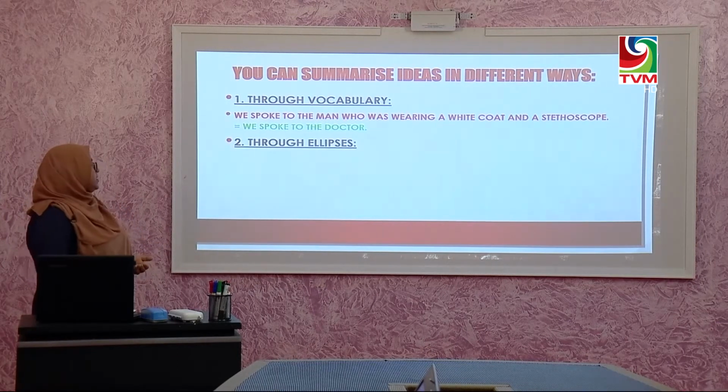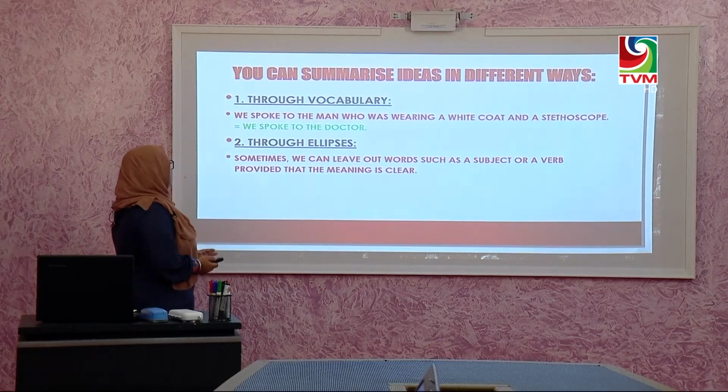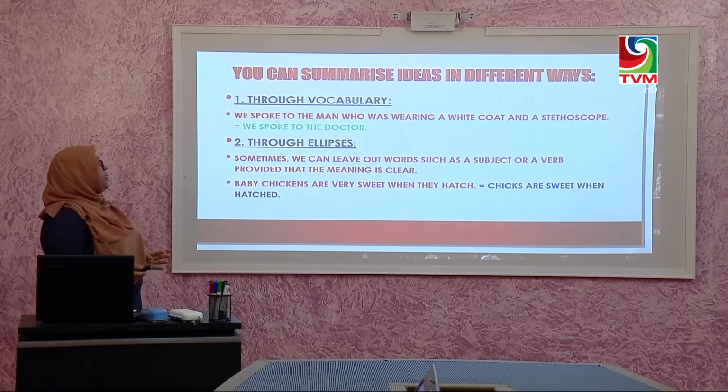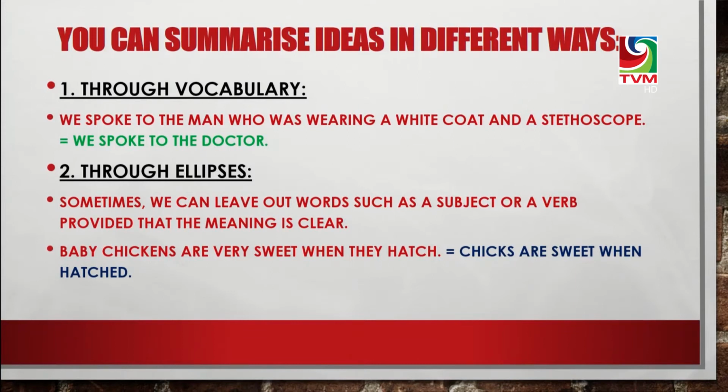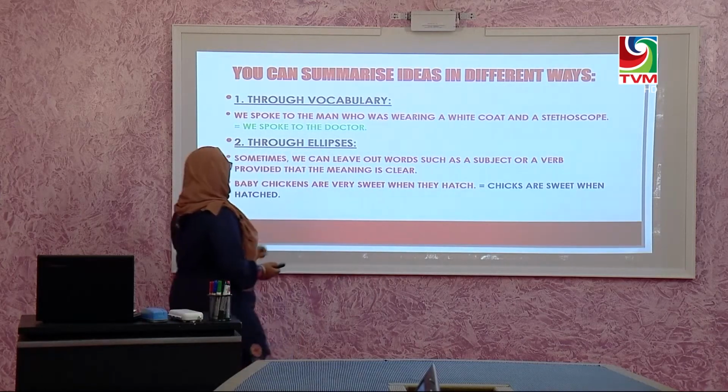Through ellipsis. Here, sometimes we can leave out words such as a subject or a verb, provided that the meaning is clear. Let's take an example. Baby chickens are very sweet when they hatch. Here, we know chicks are little baby chickens. Therefore, we have changed the words baby chickens to chick. And if you look at this sentence, you can see very and they are removed or eliminated.